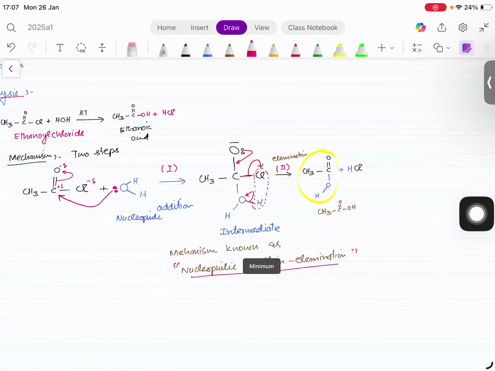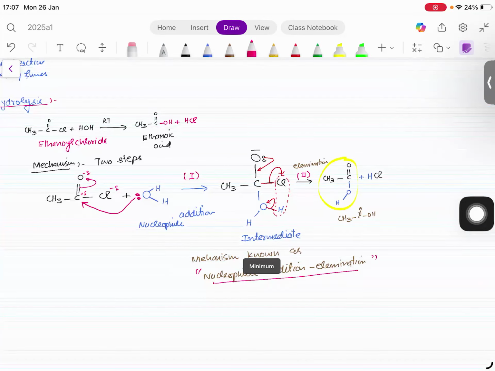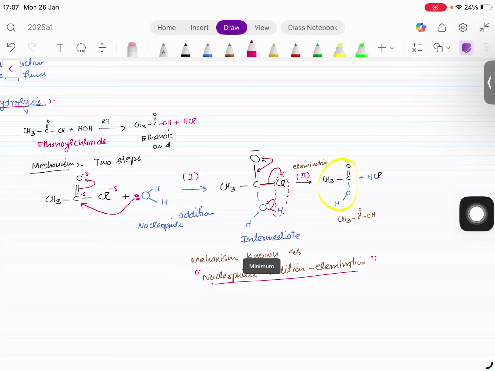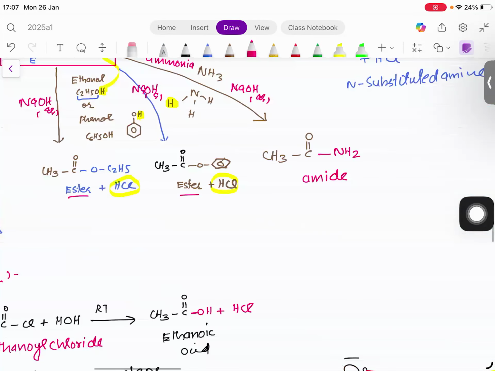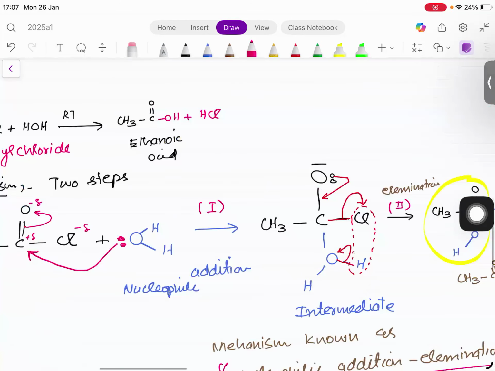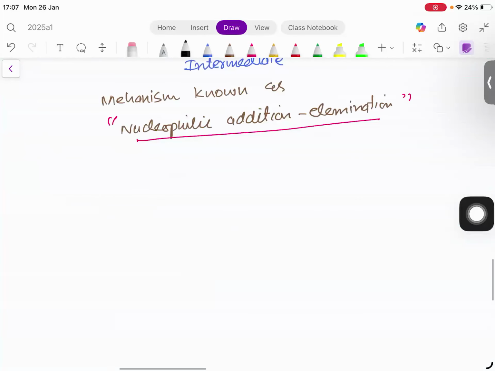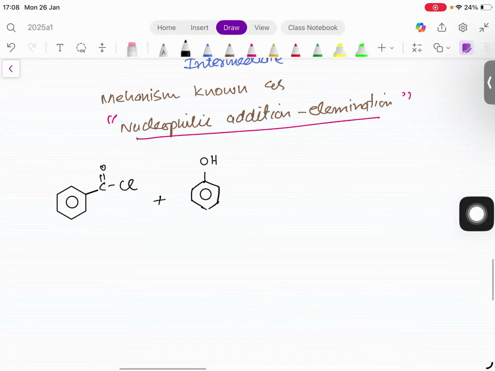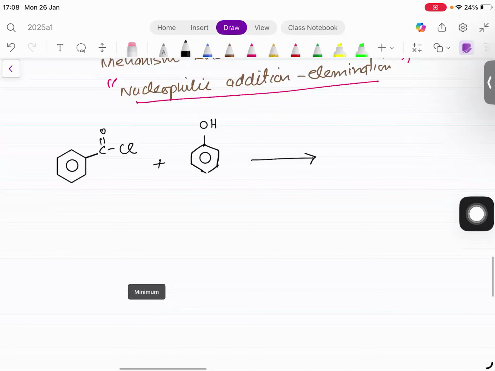Now I'm going to give you one more. If you have any question, please go ahead. Otherwise, this is how the mechanism happens. So all these four reactions which we mentioned on the top follow the same mechanism. Now I'm going to give you some of them and you have to do them. First you have to write the product, benzoyl chloride reacting with phenol. First write the product and then the mechanism.